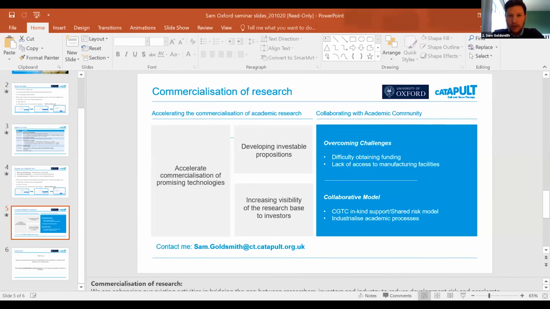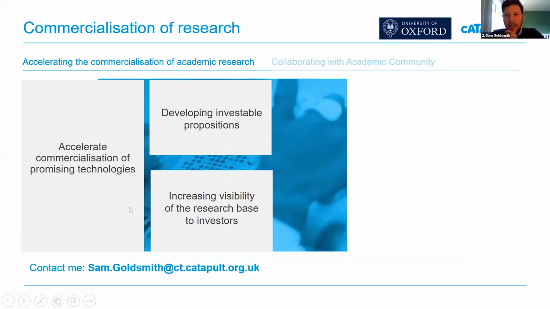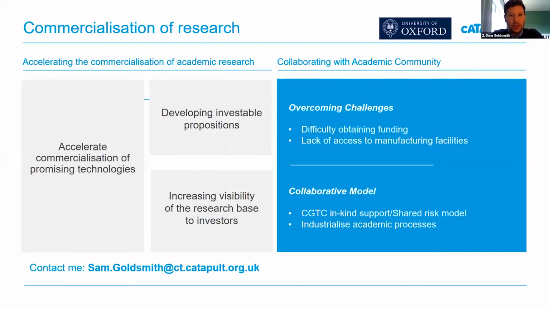So let me just bring this up. I internally lead on what's called commercialization of research, which is an internal funding scheme we have at the Cell and Gene Therapy Catapult. The idea is to provide in-kind resource to academics to accelerate the commercialization of their technologies. What we describe ourselves as doing is developing investable propositions and then taking those propositions with the academics to VCs. So this is in-kind support, and we're not asking for anything in return for this. It's just a service we provide.